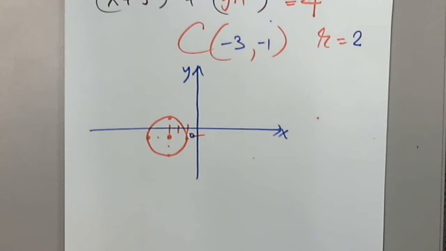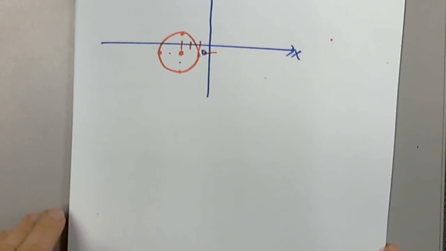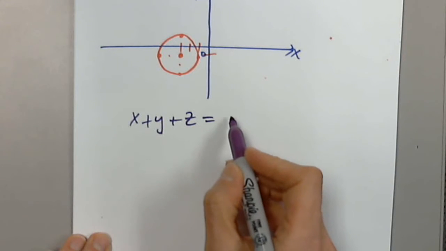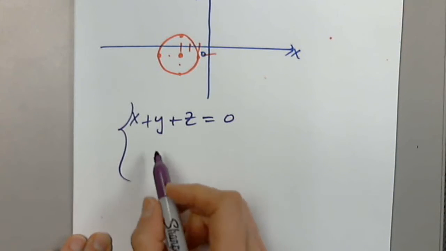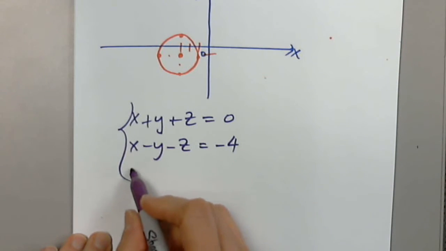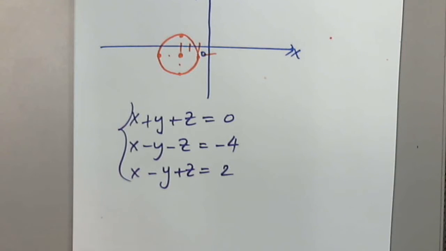Okay, good. So the problem from the test. Can anyone dictate it? X plus y plus z equals 0. X minus y minus z equals -4. X minus y plus z equals 2. Good. Okay, so I'm asked to use Gauss-Jordan.